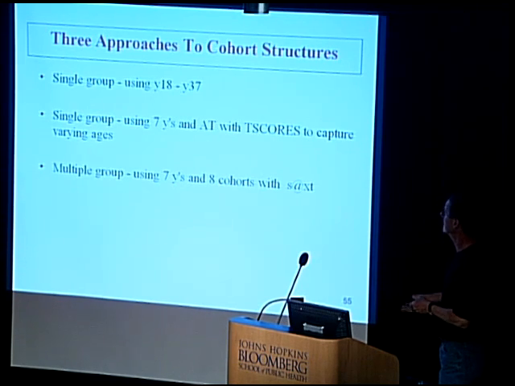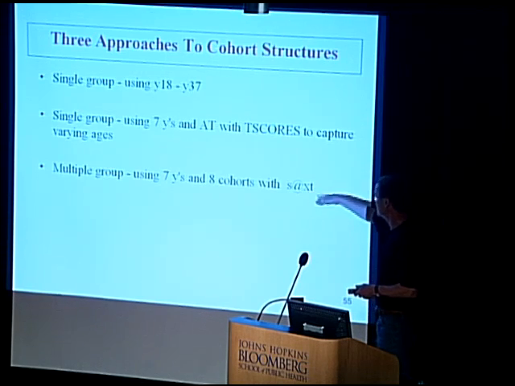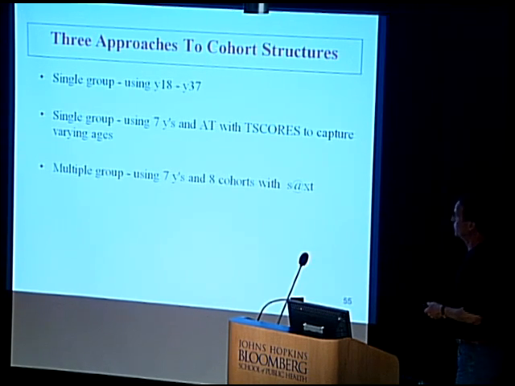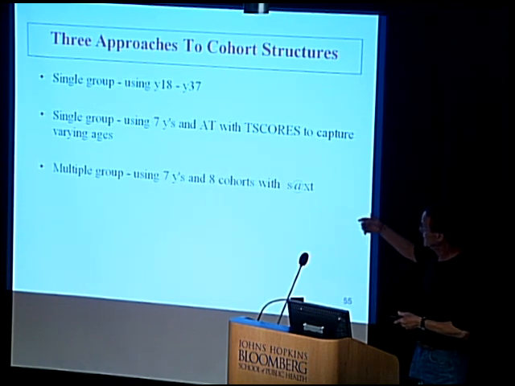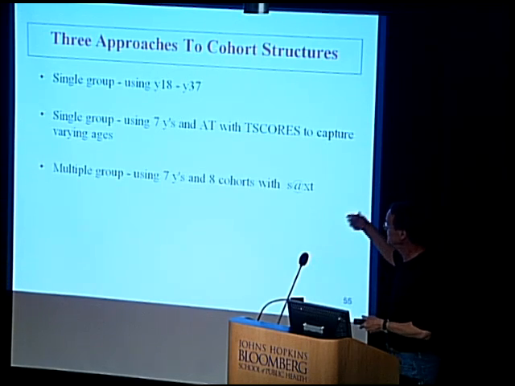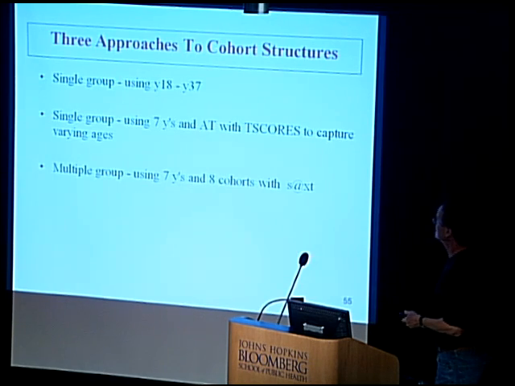There are 7 Ys, and we just fix the S at the time scores corresponding to age or age transformed. Instead of saying 18, you may want to say 0. Instead of saying 19, you may want to say 0.1. But that's a multiple group approach.